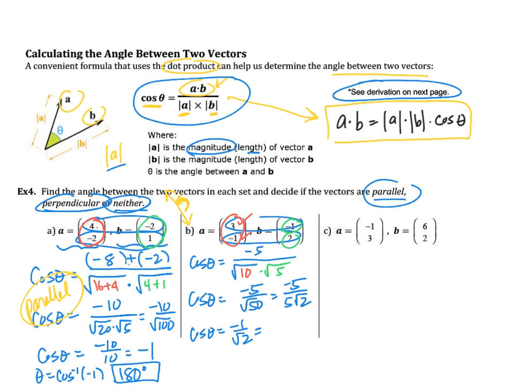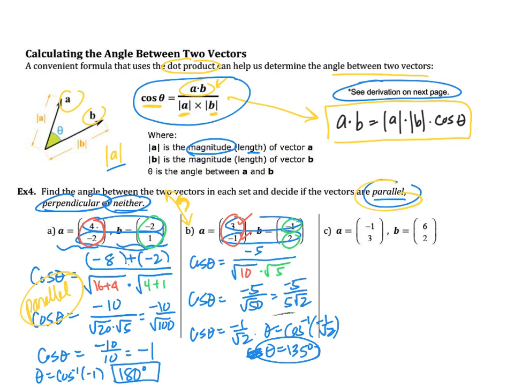Well, -1 over root 2 is a pi over 4, but it's negative, which means it has to be in the second or third quadrant, right? So what are we going to get? We're going to get a 3 pi over 4 for the angle measure, or we want to do degrees. So you can take the angle and say that's inverse cosine of -1 over root 2, which means I have an angle measure of 135 degrees.